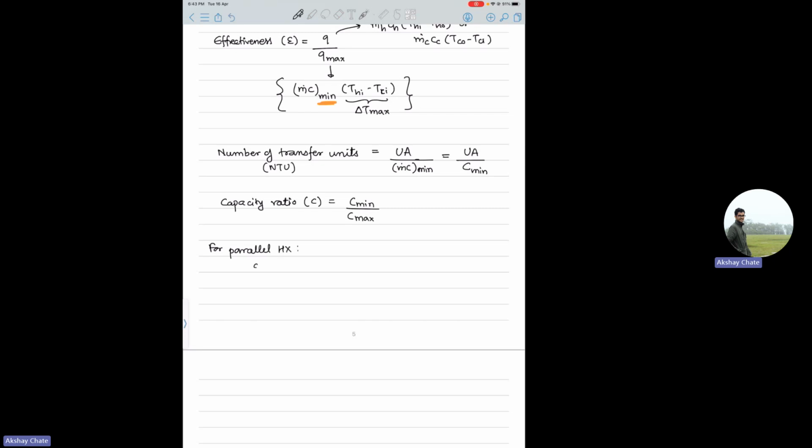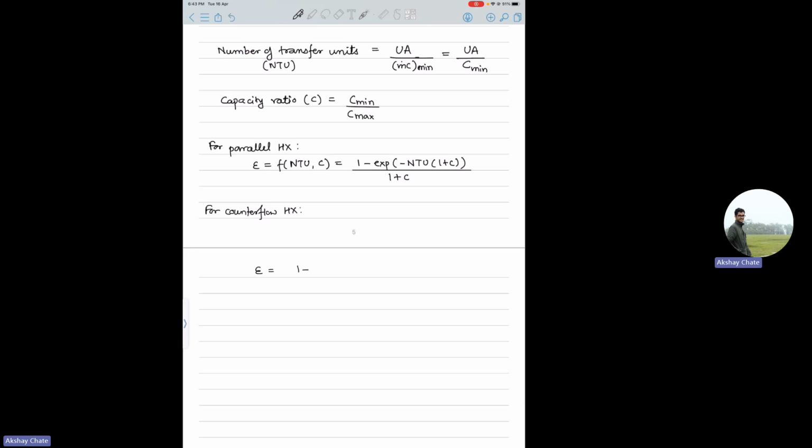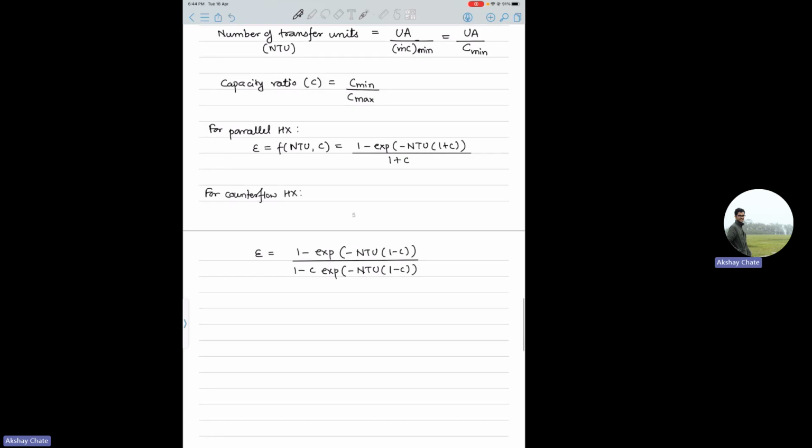And then for a parallel heat exchanger, you have a correlation for effectiveness as a function of NTU and capacity ratio, which is given as 1 minus exponential of minus NTU (1 plus C) divided by 1 plus C. And for counterflow heat exchangers, the effectiveness is given as 1 minus exponential of minus NTU (1 minus C) divided by 1 minus C into the same term, exponential of minus NTU (1 minus C). You are expected to remember these two correlations.